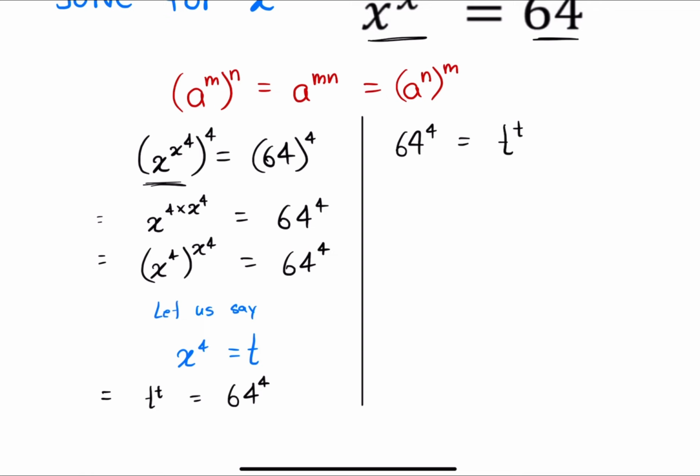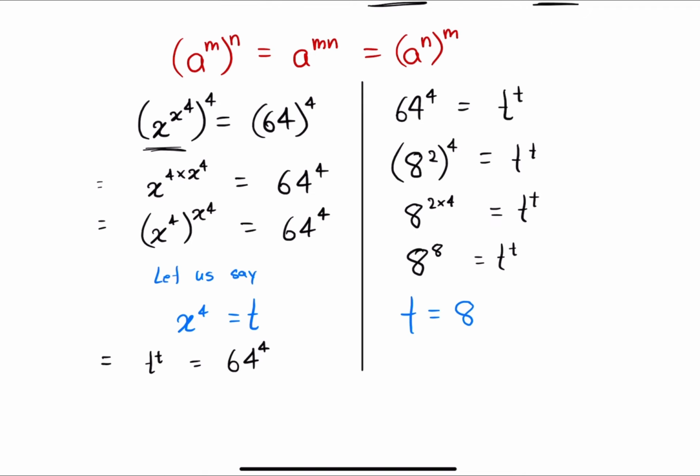After a bit of thinking, you can come up with a solution. 8 squared raised to the power 4, which is the same thing as t raised to the power t, because 8 squared raised to the power 4 is the same thing as 8 raised to the power 2 times 4, which gives us 8 raised to the power 8, which is the same thing as t raised to the power t. So looking at this, we can tell that t is equal to 8.